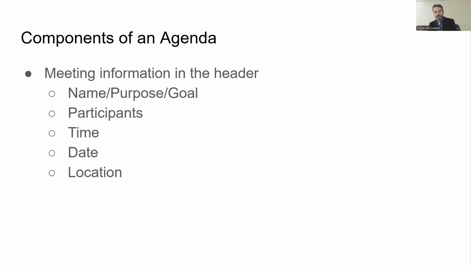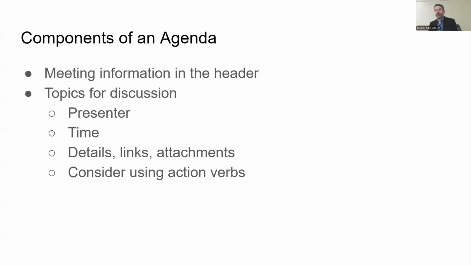The date, the time, and the location are important to include on the agenda. So one, it can serve as a record. So we can go back and say, when was that decision made, or when was that topic discussed? But also it can inform people so that everyone's on the same page and they know when that meeting is supposed to happen.